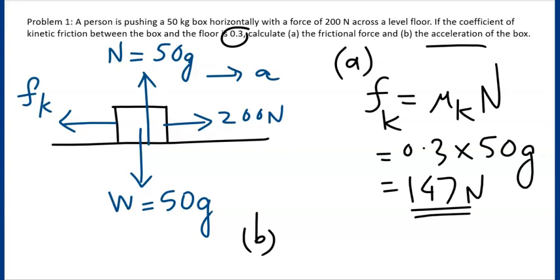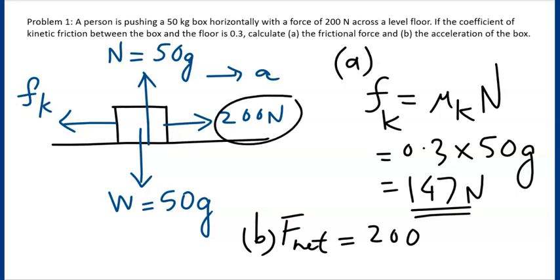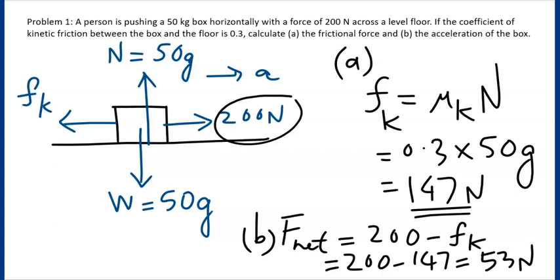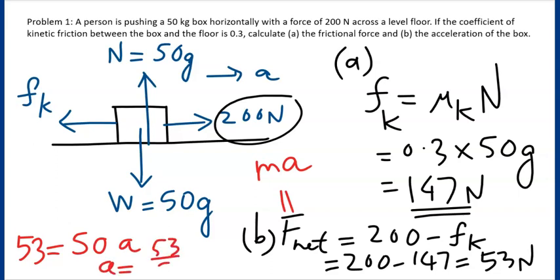Now, having found the friction, we can compute the acceleration of the box. From Newton's second law, the net force is in a forward, rightward direction, and that is given by 200, the forward force, minus the kinetic friction, which is 147. So 200 minus 147 is 53 newtons. And since net force also equals ma according to Newton's second law, we can equate that 53 newtons to mass times acceleration. Mass is 50, acceleration is a, and you can calculate a to be 53 divided by 50, and that's going to give you 1.06 meters per second squared, and that solves the problem.